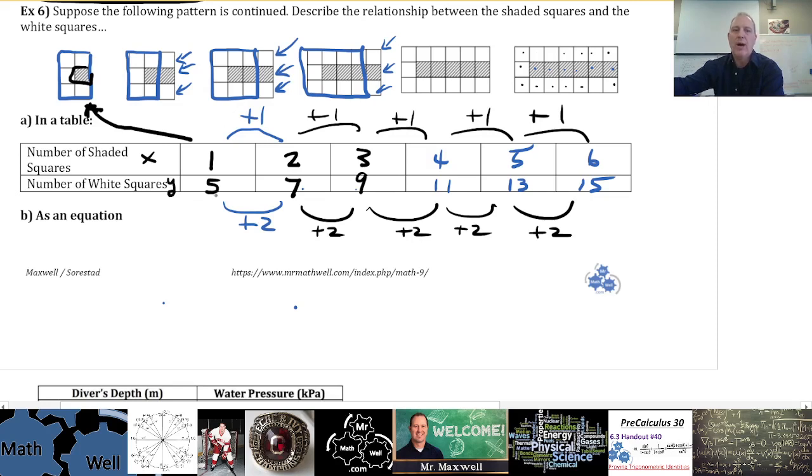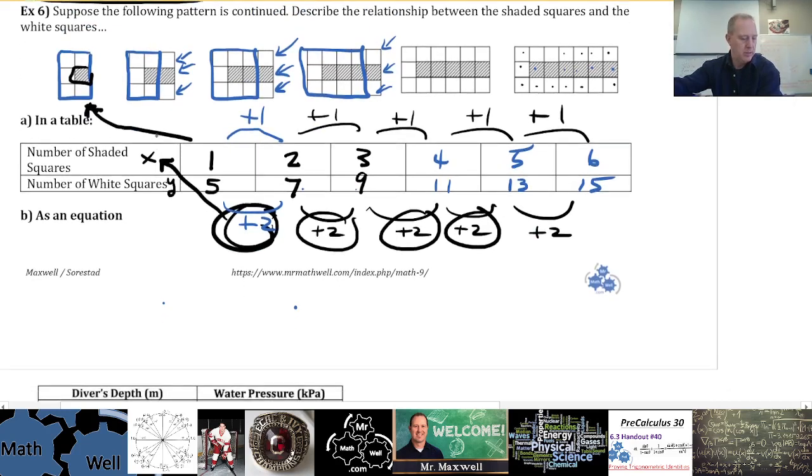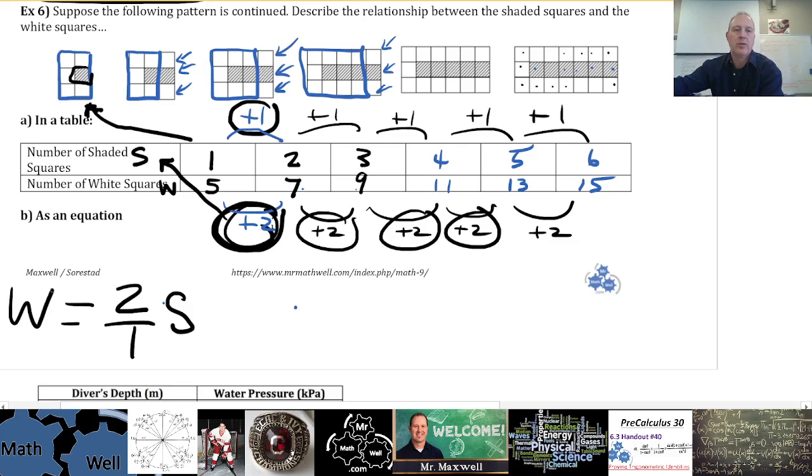So we have the y value going up by 2, and as an equation here, this is what we're going to do. This is a consistent jump. So I'm going to go 2 times, and I'm going to make this one S or P? Let's go shaded and white, okay? Shaded and white. So 2, and remember, divided by this constant change, so that's 2 over 1. 2 over 1 times S equals W.